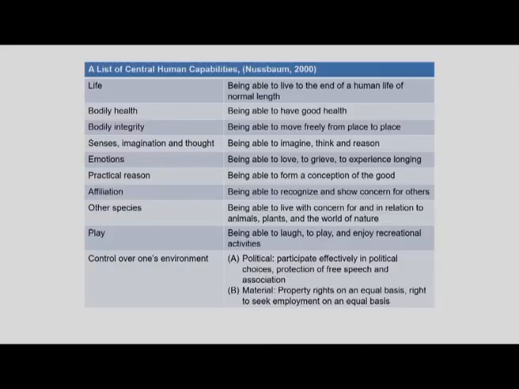Second is bodily health. This means that one should be able to have good health, including reproductive health, to be adequately nourished, to have adequate shelter, and this is very important in the context of reproductive rights with respect to women, and this is one of the central human capabilities mentioned by Nussbaum. Third is bodily integrity, which means that one should be able to move freely from one place to the other, to be secure against violent assault, including sexual assault and domestic violence, having opportunities for sexual satisfaction and for choice in matters of reproduction.